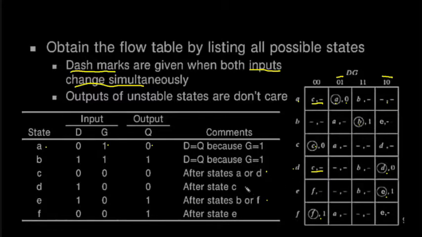We can interpret this like this. Say the circuit is in the stable state A. The input changes from 0, 1 to 0, 0. The next state will be the unstable state C, and when C becomes the current state, the circuit will attain a stable state C.